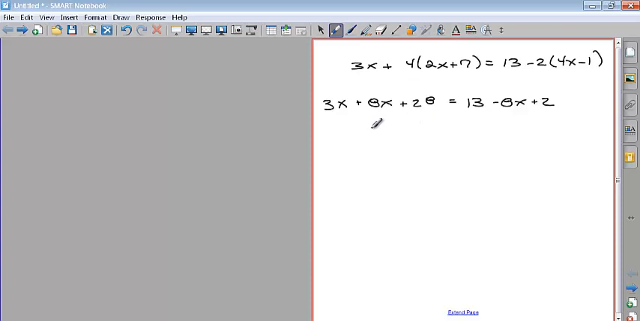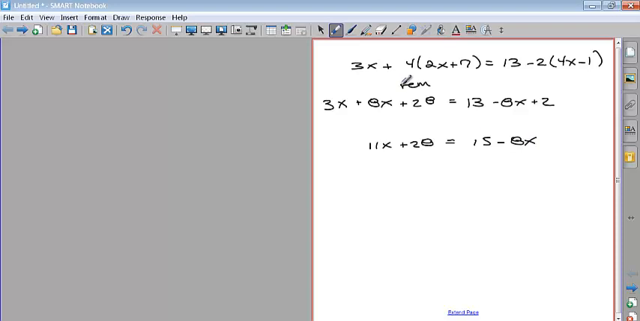Then you combine like terms. So on this side we have 2 terms that have an x. So we combine those two. 3 plus 8 is 11. Then we have 28. That's just by itself. Here we have 13 and 2, which are constant terms, so we combine those two. 13 plus 2 is 15. And then we have the negative 8x. Okay, second step. Combine like terms.